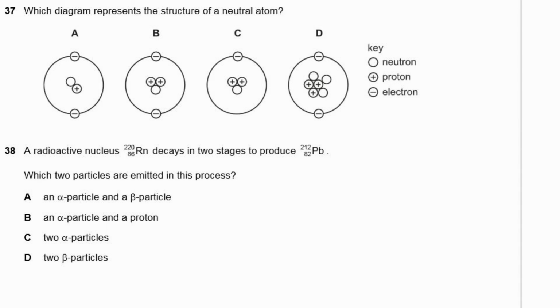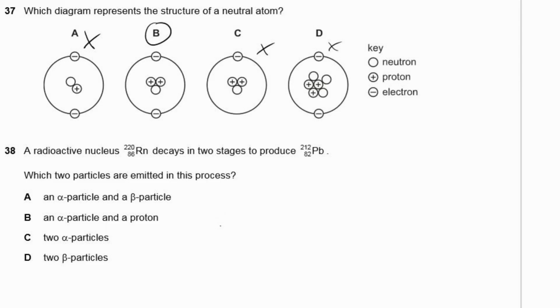Question 37. Which diagram represents the structure of a neutral atom? Alright, we want the same number of negative charges outside as there are positive charges inside, so it's not A. B's got 2 outside, 2 inside, that would work. C's got 2, no, it's not C, not D. There we go, so the answer is B.